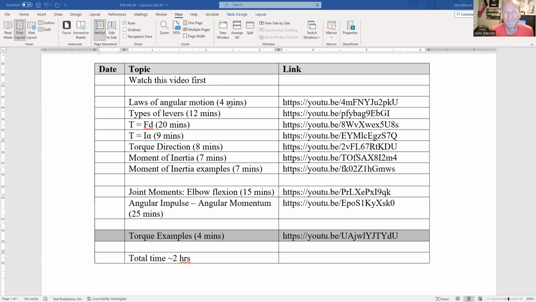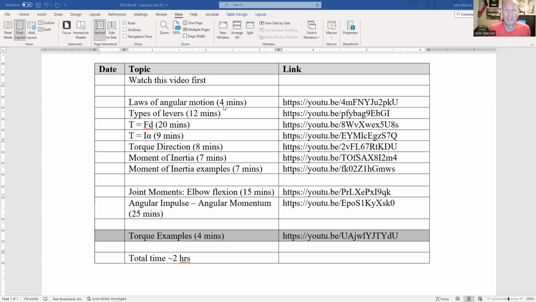Laws of angular motion. There aren't really laws of angular motion. These are just an extension of Newton's laws of motion in the linear sense and applying them to the angular sense. That is, if something's rotating, it's going to continue to rotate unless something causes that rotation to change. That something would be a torque.